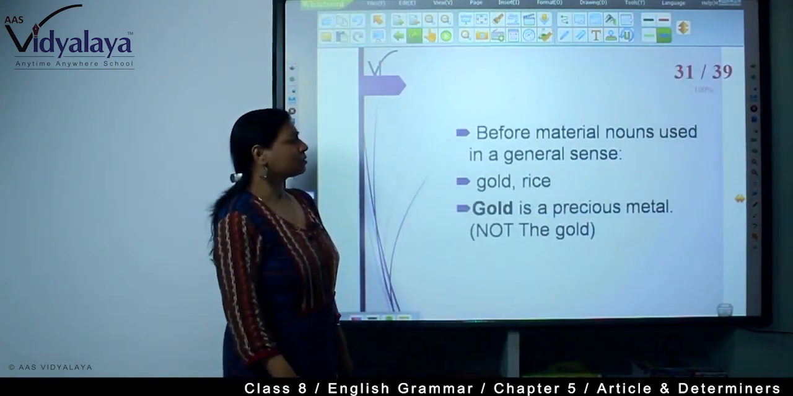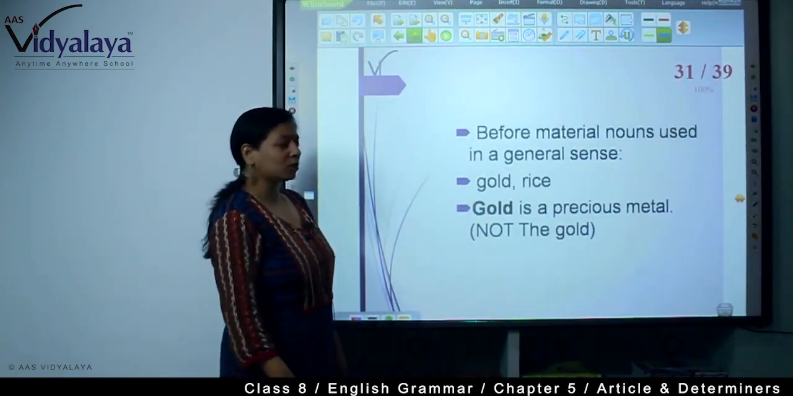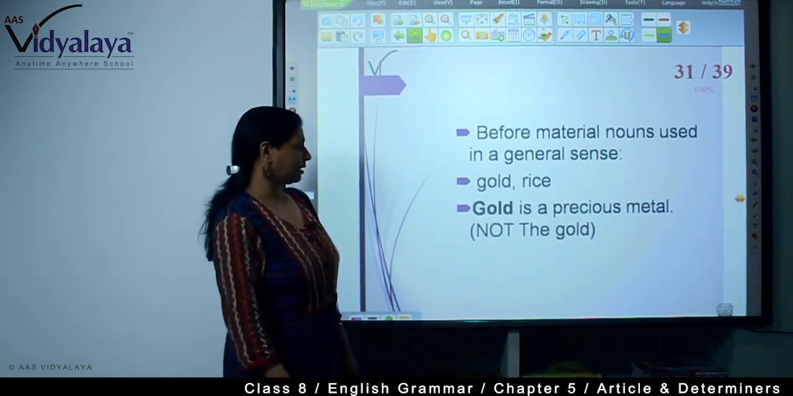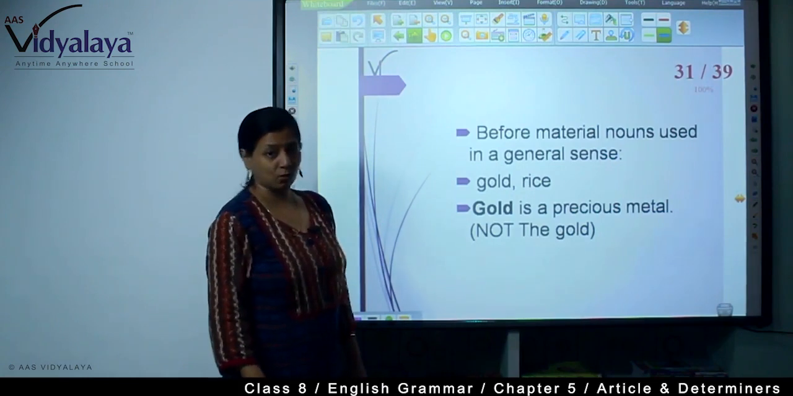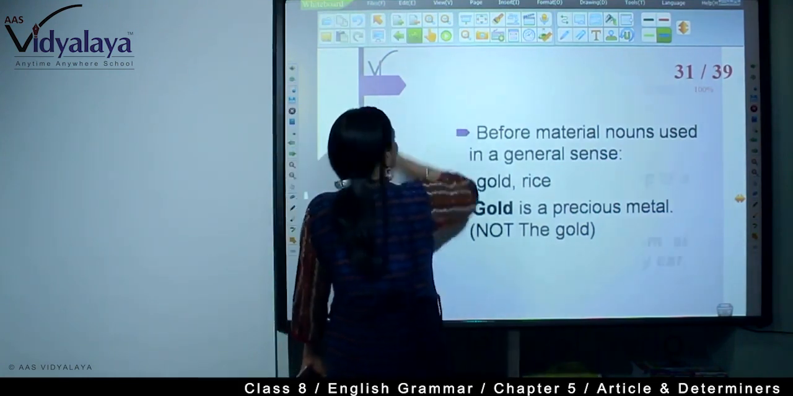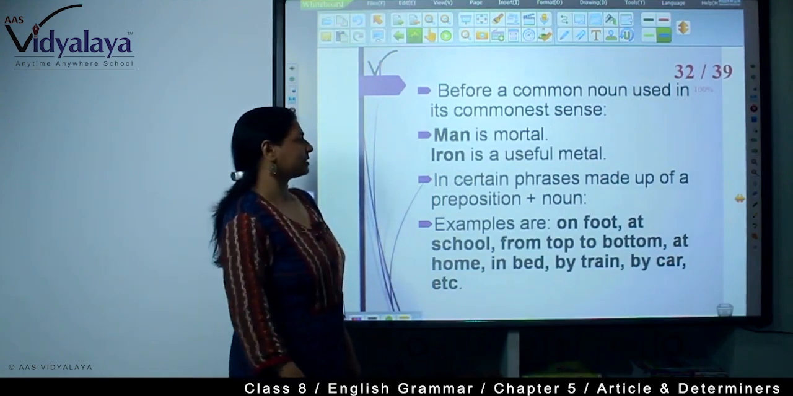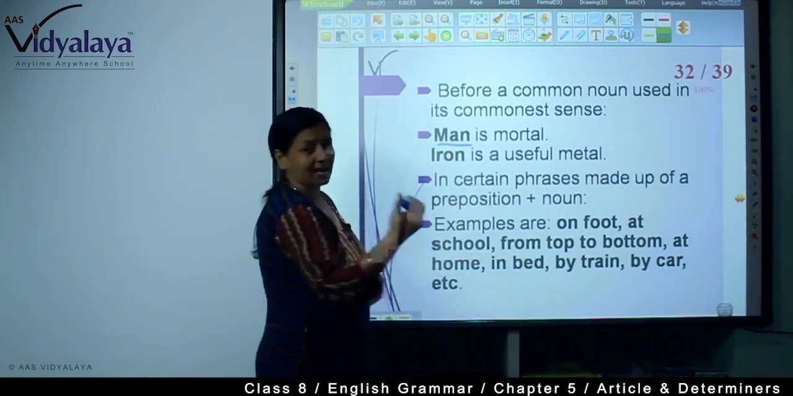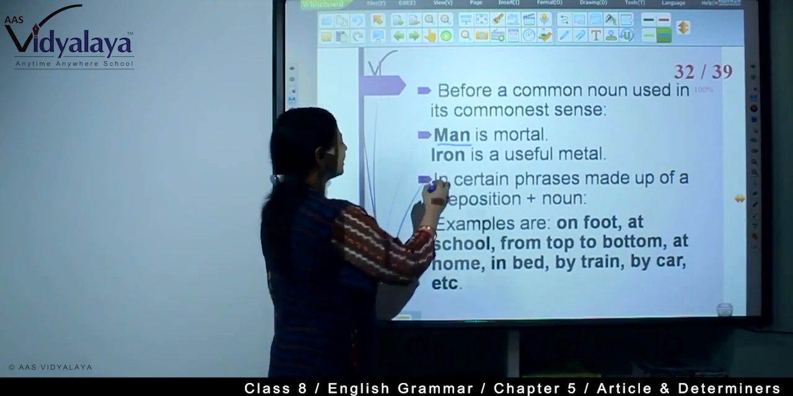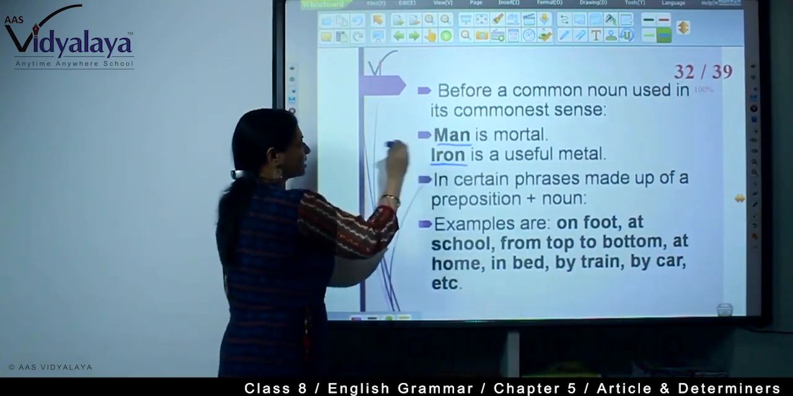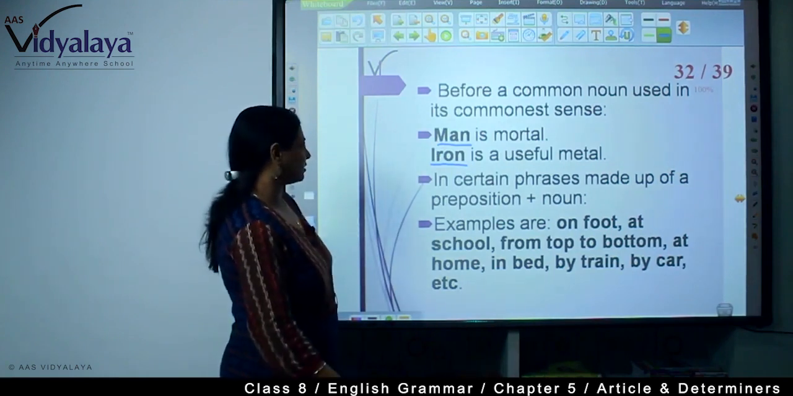Before material nouns used in a general sense, gold, rice, in a general sense. Gold is a precious metal, not the gold. Now, before a common noun used in its commonest sense. Man is mortal. See, as a whole. Iron is a useful metal. So, before these we are not using any article.